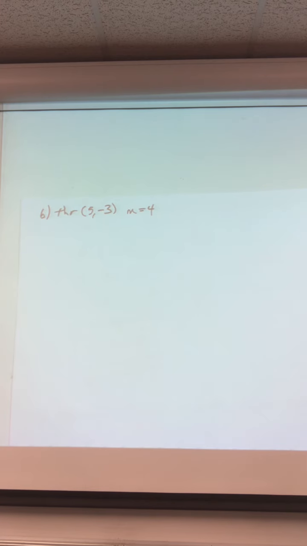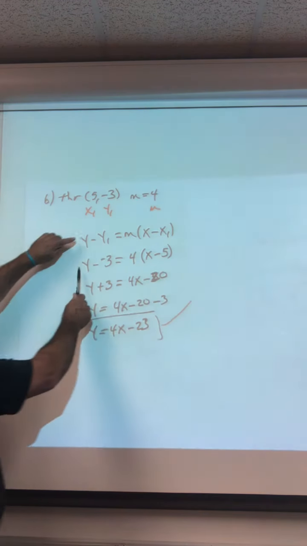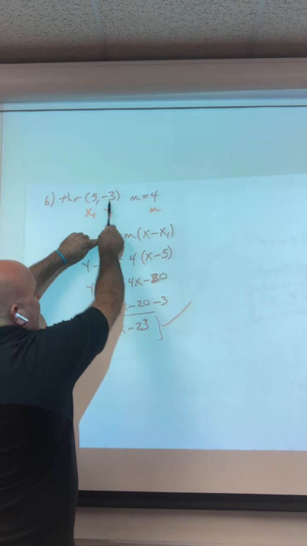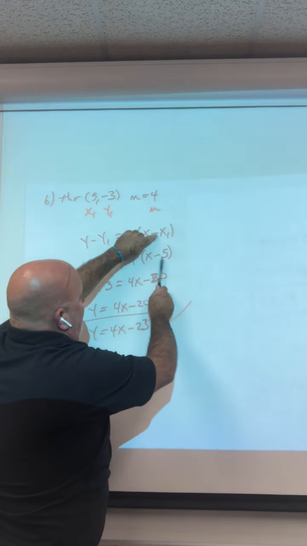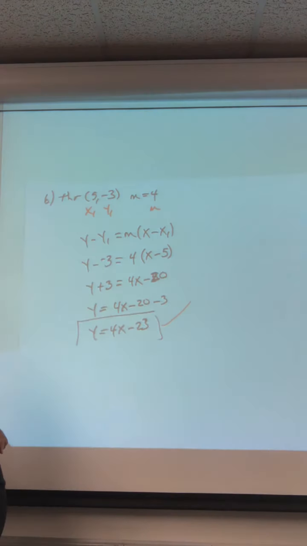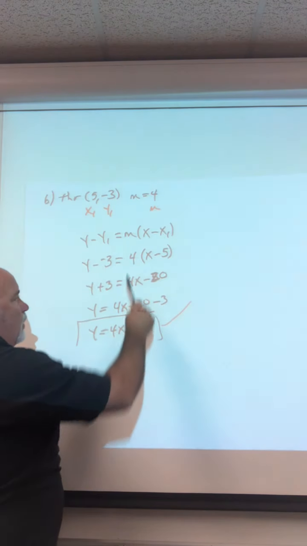All right, so what do we do? First thing you do is you call the point x1, y1, call the slope m, and we're going to use the point-slope formula. Now plug straight into the point-slope formula. So this is going to be y minus y1, which is -3, equals m, which is 4, times x minus x1, which is 5. That's the answer, but I need to put it in the right form.